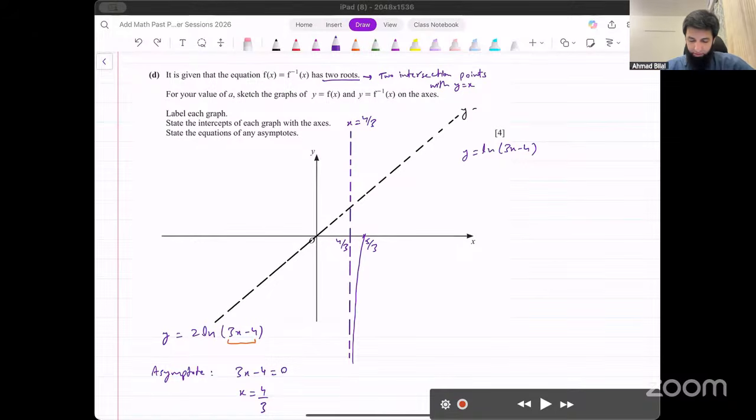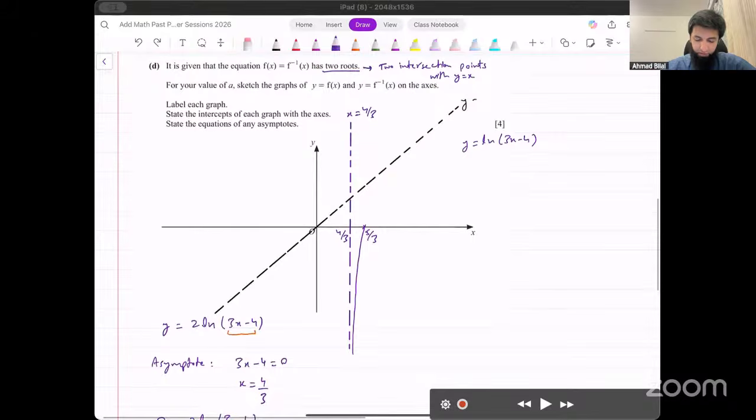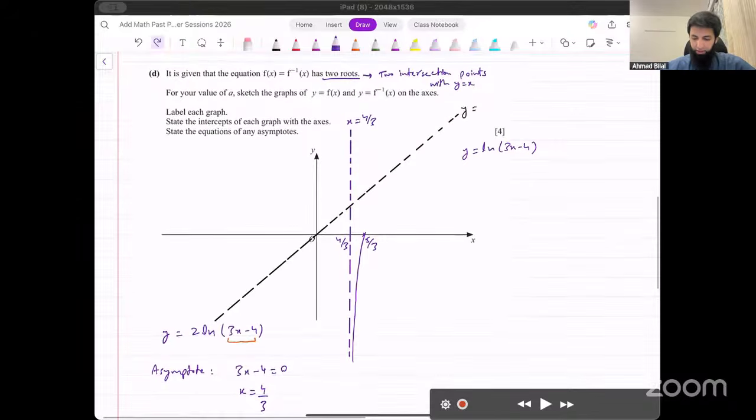Y equals x. This graph is a bit distorted. Generally, we have to take the same scale on both axes. So let's just keep it as it is. You'll get the idea. So it's intersecting at 2 points. Keep that in mind. These are the 2 points of intersection.